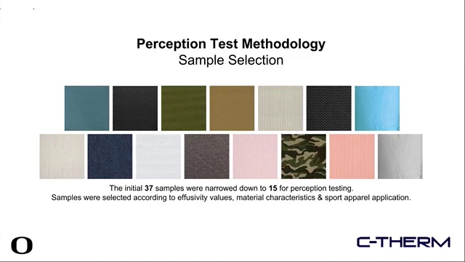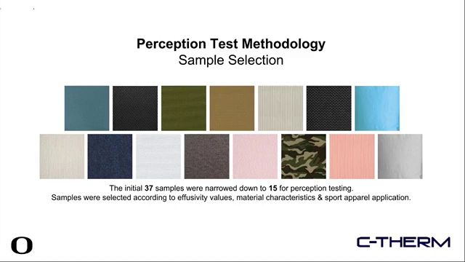The initial 37 samples, as you remember, the ones that Aria tested, were narrowed down to 15 for perception testing. The way that we did that is the samples were selected according to the effusivity values, material characteristics, and sport apparel application. We wanted to make sure that the 15 materials represented were not all t-shirt fabrics, that there was a really good mix of different applications. The values were clearly different, and we looked at different sorts of finishes and construction of those materials to have a really nice array.